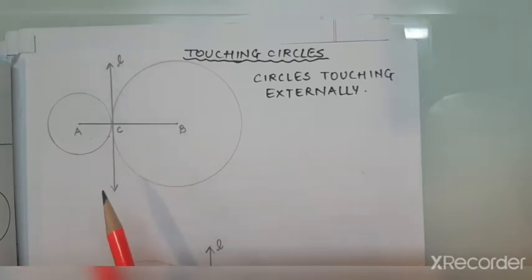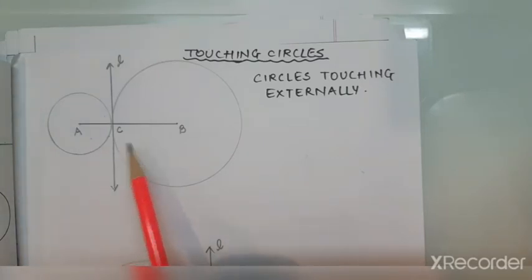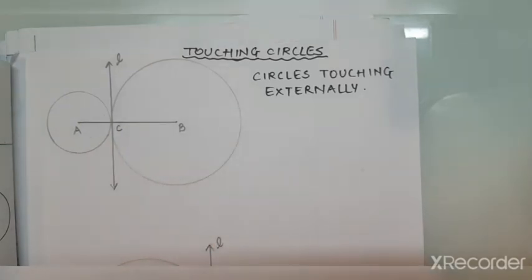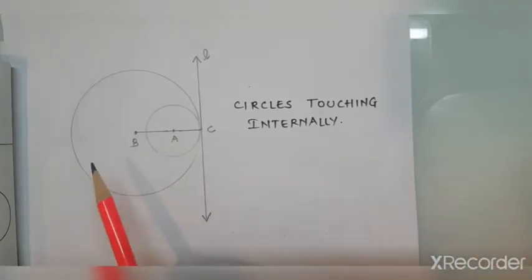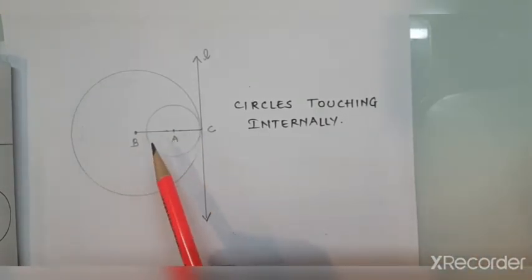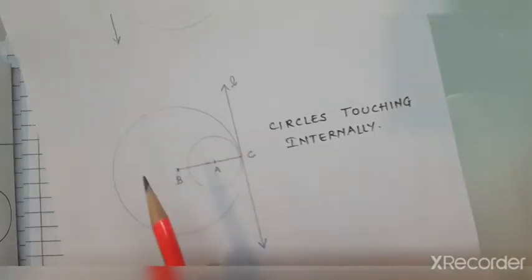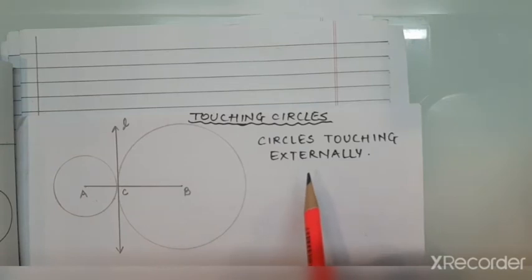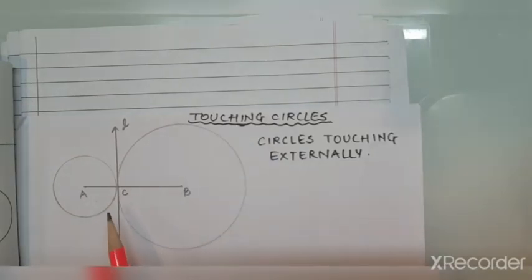Okay, now in this there will be two ways. One is the two circles are touching each other externally, meaning outside. And there will be two circles which are touching each other internally, that is one circle inside the other. Now two circles which are touching externally, we can show the figure in this way.